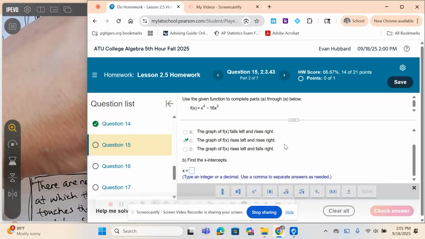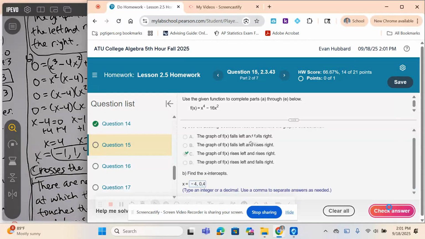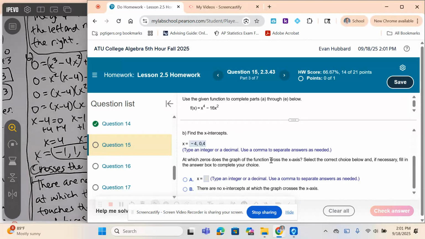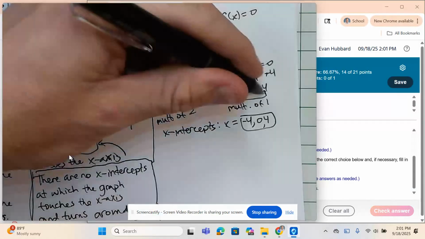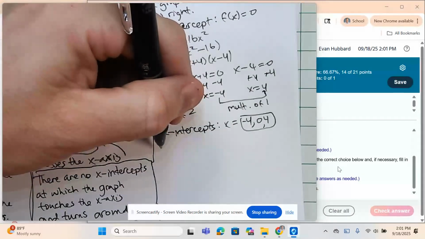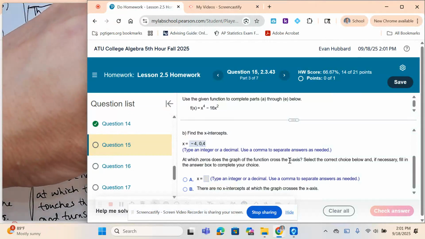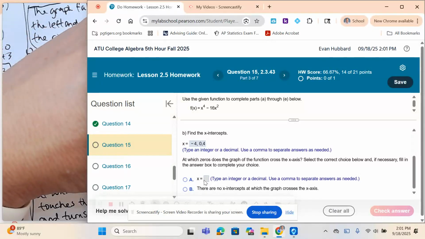X equals negative 4, 0, 4. What zeros does it cross the x-axis? So it crosses the x-axis when it's multiplicity of 1. So it crosses the x-axis on these, at x equals negative 4 and 4.